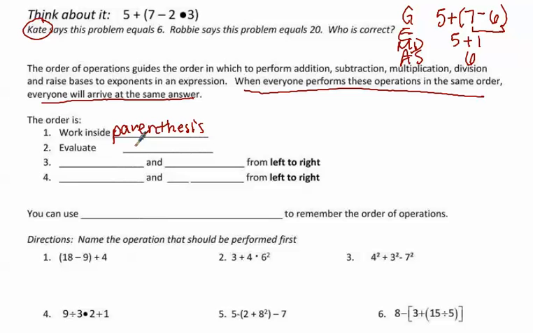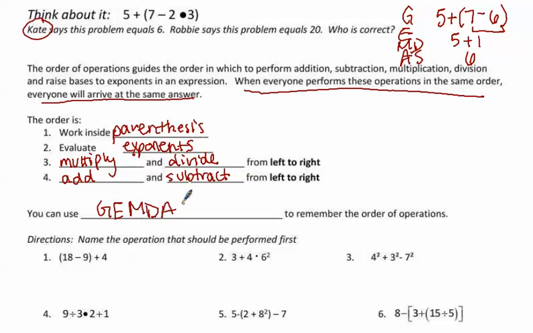Then evaluate the exponents. Multiply or divide from left to right. And then add and subtract from left to right. This is also known as GEMDAS. G is for grouping, exponents, multiply, divide, add, and subtract.